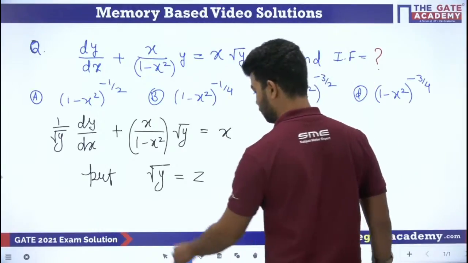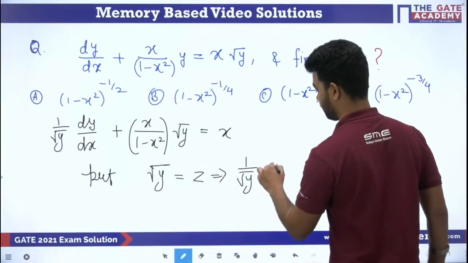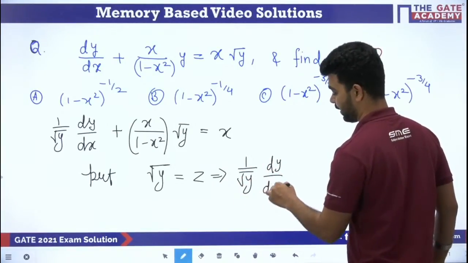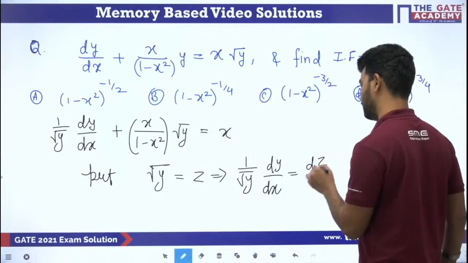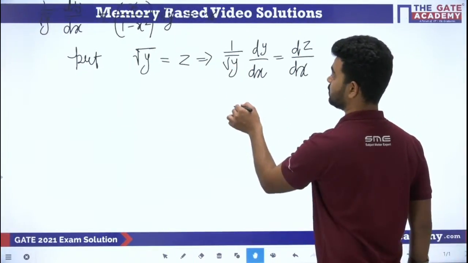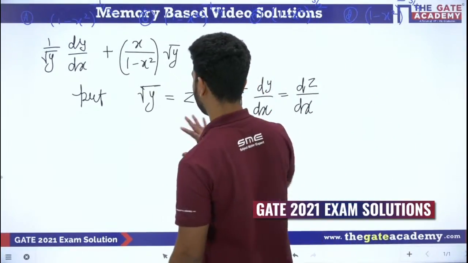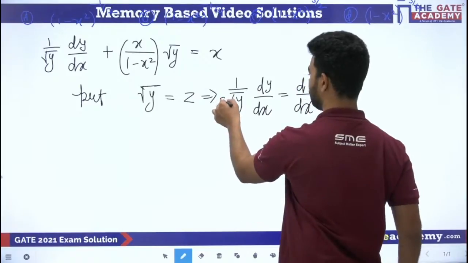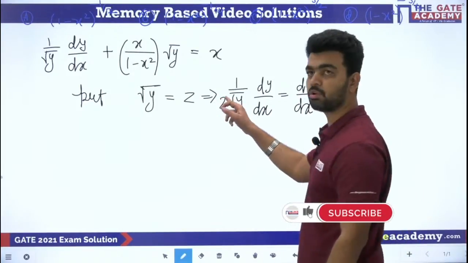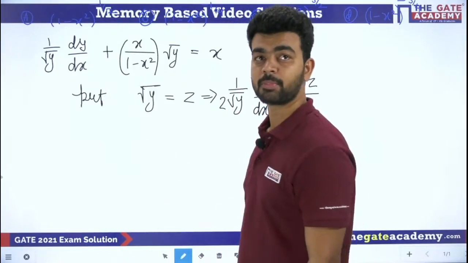Now what you will get, you will get something like this, 1 by square root of y dy by dx is equal to dz by dx, right? We'll get this. Now we can solve it. One more thing is there, when we will differentiate, 2 will be also there. This 2, do not ignore this 2, otherwise you will be in problem.